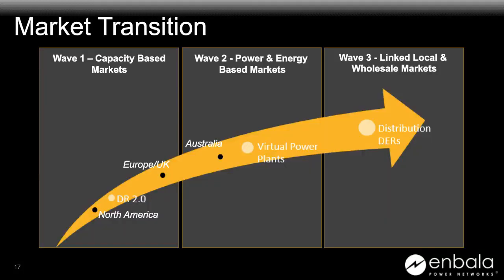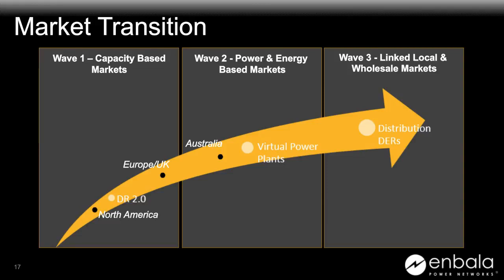Where are we at in that market? I actually think in North America, largely, we're going to see three waves as we go through this transition. Today, we still think largely about capacity-based markets, where we're using capacity-based pricing and wholesale markets to justify things, this DR 2.0 world. But all of our customers are looking at this trajectory towards distribution-connected DERs, and we will transition through virtual power plants, and we're seeing that today with a lot of our customers.